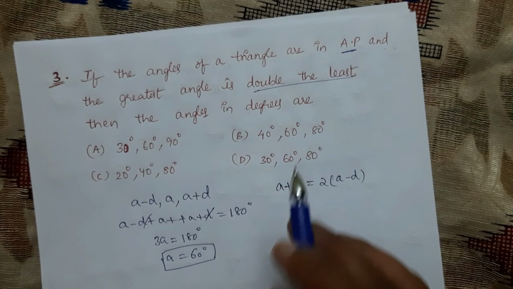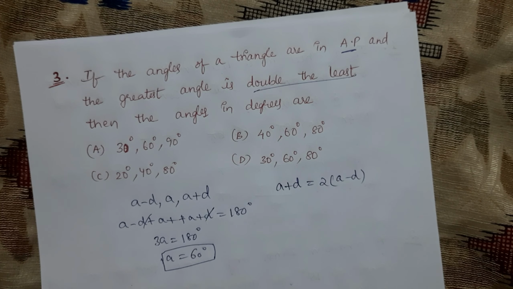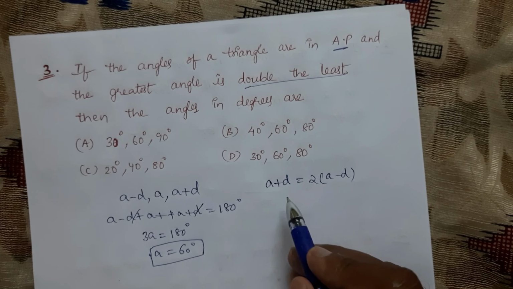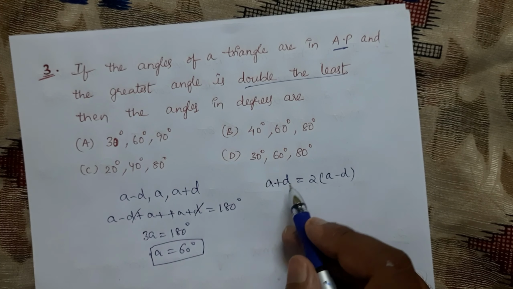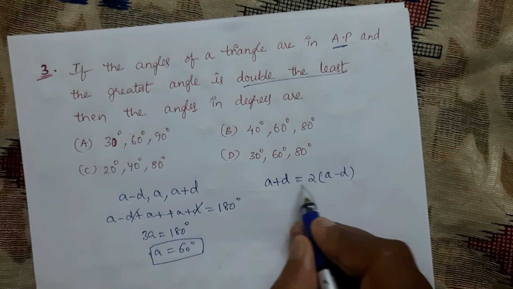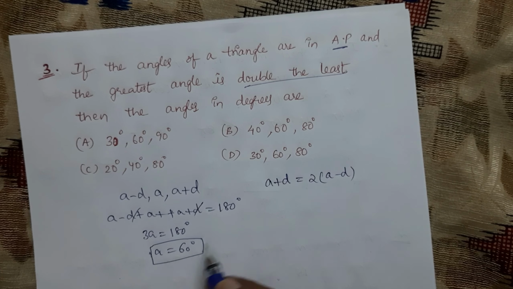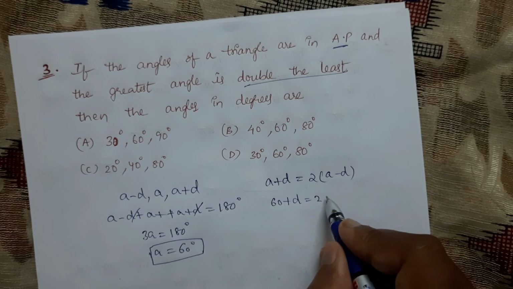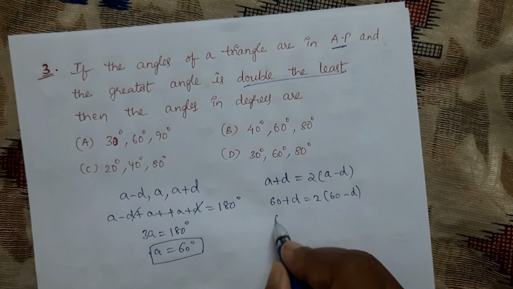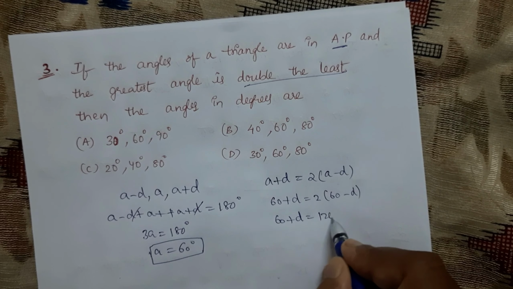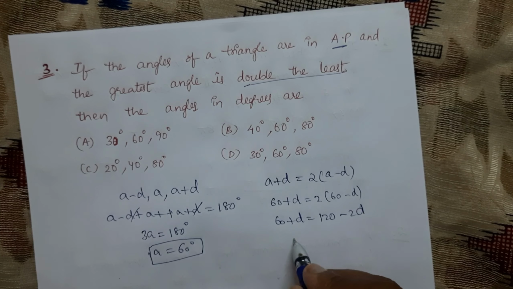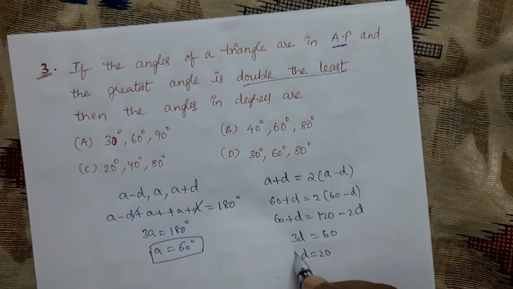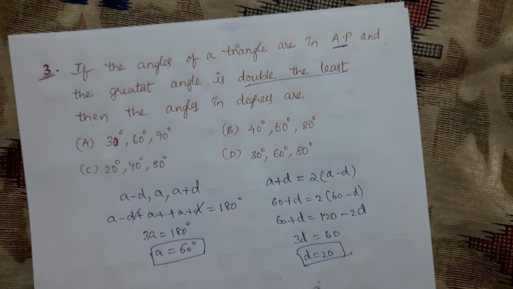So according to the first condition we got A is equal to 60 degrees. Next, according to the second condition, the greatest angle is double the least: A plus D is equal to 2 into A minus D. Here I will substitute the value of A. So 60 plus D is equal to 2 into 60 minus D, which is 60 plus D is equal to 120 minus 2D. Bringing D over, 3D is equal to 120 minus 60, nothing but 60, so D is equal to 20 degrees.